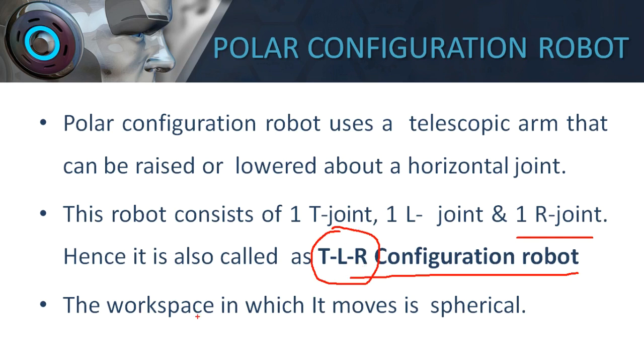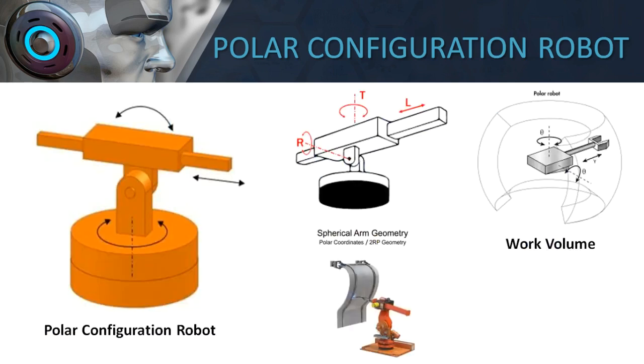The workspace is very important for you to know, and the workspace in which it moves is spherical. That is, it has a work volume and it can reach points in a spherical shape. Workspace is nothing but the space in which it can move and execute its operation. So that is about the polar configuration robot.